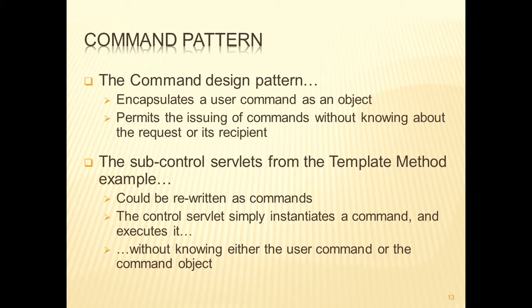What we shall do in the next example is to rewrite those subcontrol servlets that we were looking at in the template method example. We'll rewrite those as commands. And then the control servlet simply needs to instantiate a command and execute it. And it doesn't have to know anything about the request type. It doesn't have to know anything about the kind of object that is being dealt with. It just instantiates the command, executes it, and then moves on to the next thing.